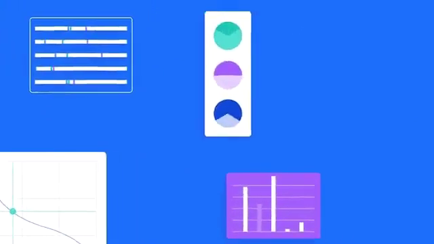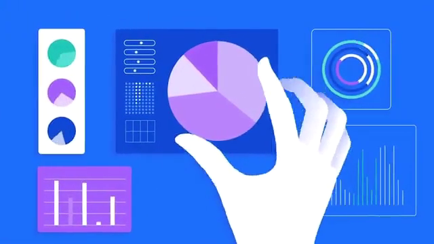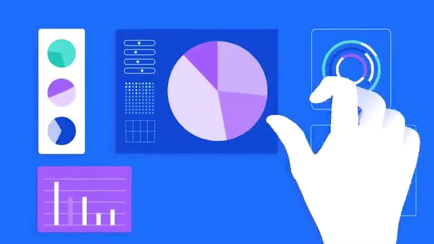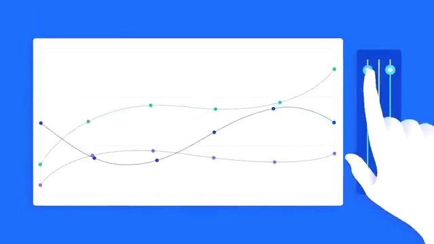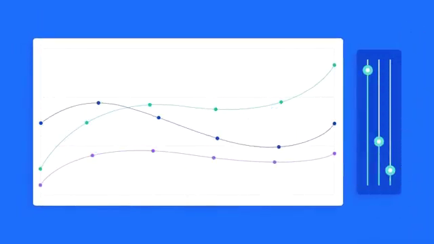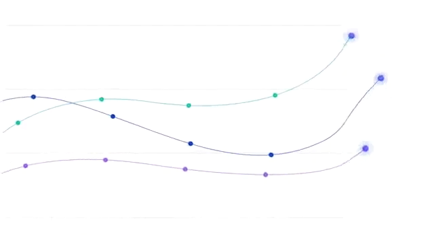Enter IBM Watson OpenScale, an open platform that gives businesses a clear, accurate view of their AI systems, helping them monitor and fine-tune performance across their life cycle.